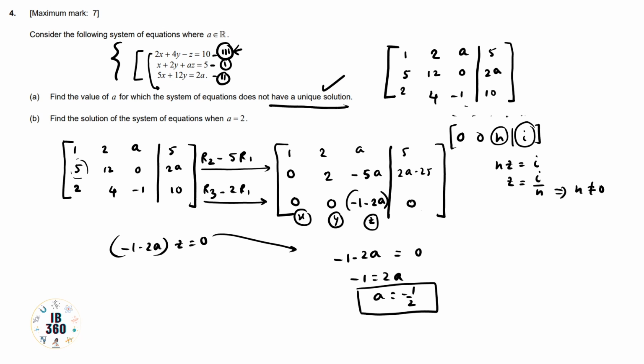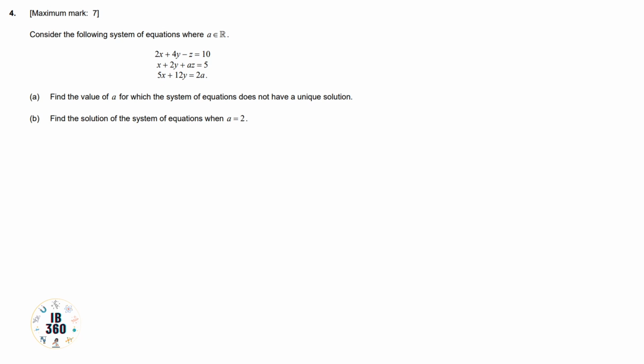Now find the solution of the system of equations when A is equal to 2. As we have known, for A equals minus half, the system will not have any unique solution, but here the value of A is equal to 2. That's why for A equals 2, the system of equations will obviously have a unique solution. So let's solve this. Now find the solution of the system of equations when A is equal to 2. The same thing that we have done, the reduced matrix, we are just putting this.